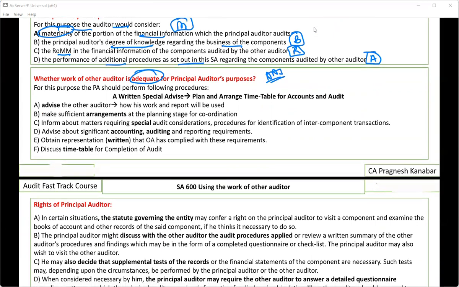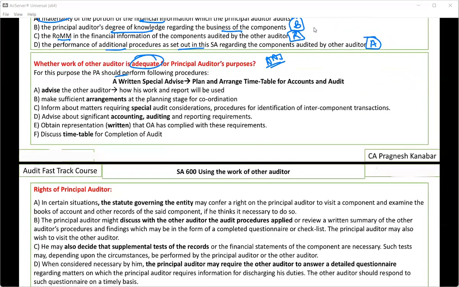Now, for this purpose, the principal auditor should perform the following procedures. I have developed a code for this. This is a quick revision video, so I'll go quickly by the code. A: written special advice. I have a written special advice for you. Plan and arrange the timetable for accounts and audit. Now, there are various points in this. Look at this.